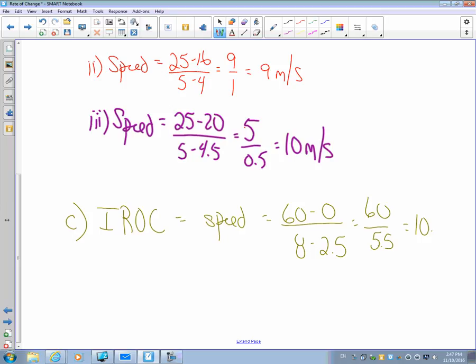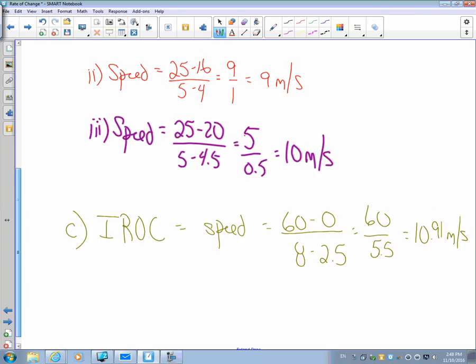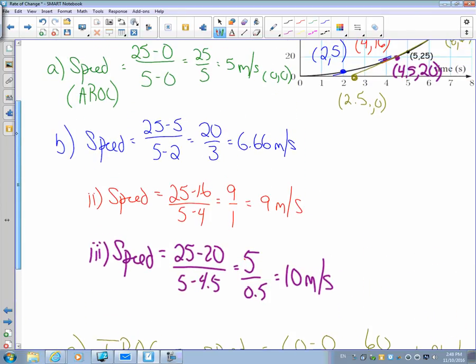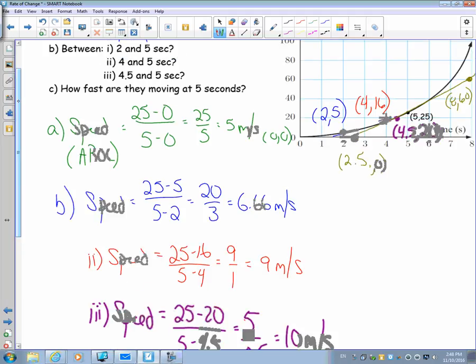approximately 10.91 meters per second. Hey, we had a pretty good guess when we said slightly over 10. Turns out it's 10.9, but we didn't know the exact thing. Now, I'm hoping you've noticed the problem I just came across.